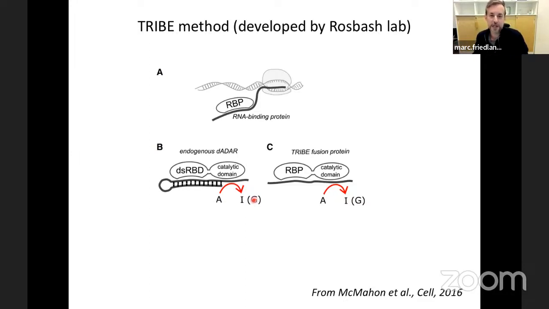And so in agoTRIBE, you fuse the RNA binding protein of interest with this catalytic domain. And the idea is then that the RNA binding protein guides this fusion protein to the natural endogenous targets. And then the ADAR domain causes this conversion that can then be detected in sequencing. So you see, you don't actually need any immunoprecipitation or any highly lossy steps.